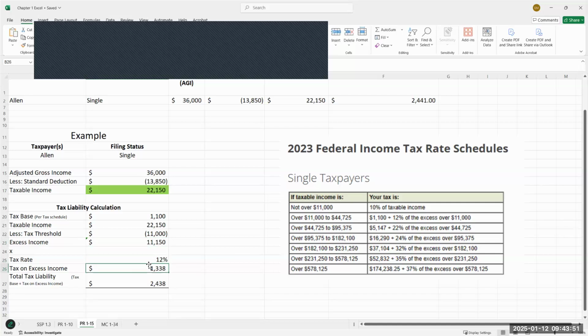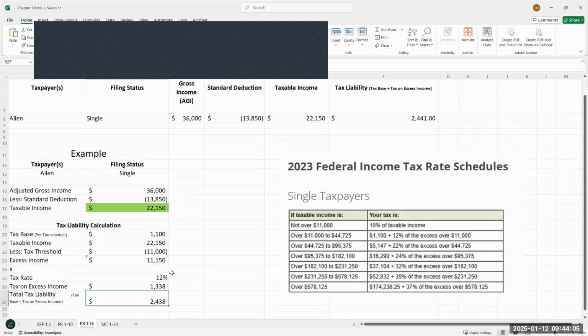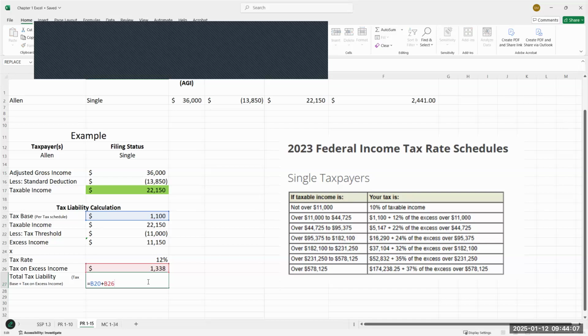So therefore, 0.12. So for Alan, $1,338. How did we get that? 11,150 multiplied by the 0.12, the 12%. So in order to determine the total tax, it's the tax base plus the tax on excess income. So we see here that it's off by a few dollars, but for the most part, this is essentially how the amount is calculated. So the tax rate table basically makes it easier for you.